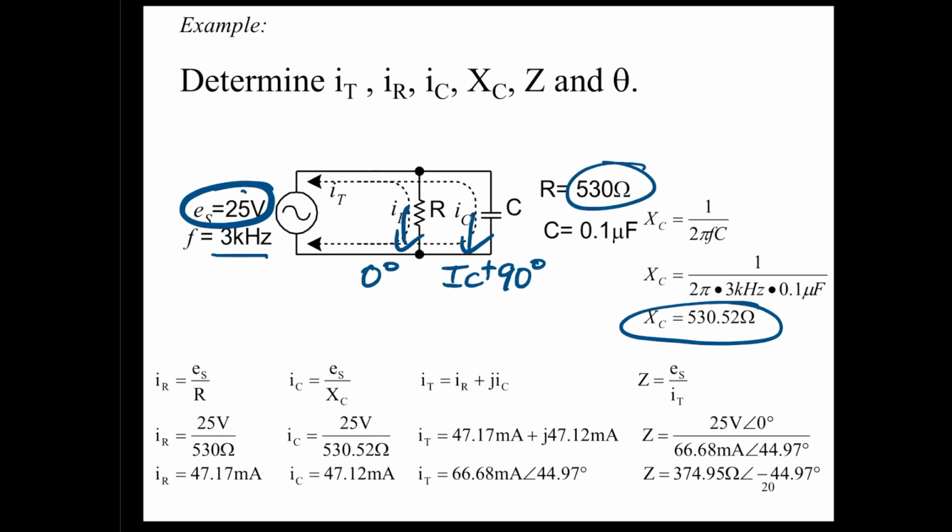So we have to remember that when we add the two currents together. And notice how you get the same magnitude of current, and here's the rectangular value of that I total. Here's the polar value of that I total. Okay? And you can confirm that with your calculators.